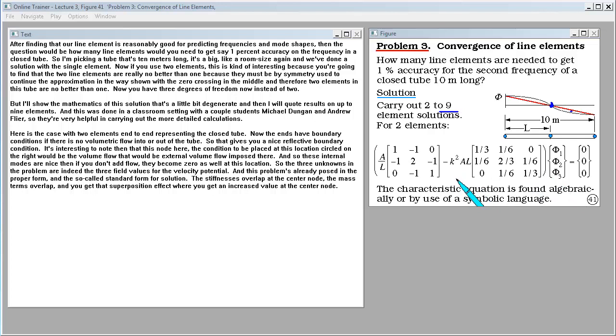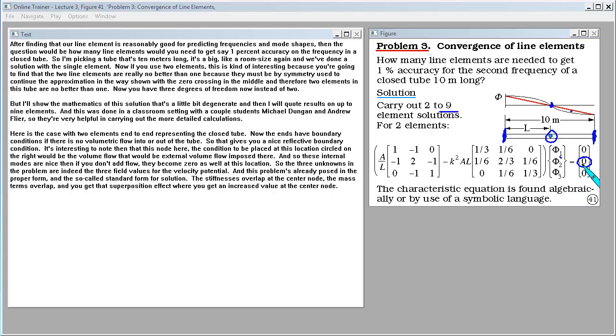Now, the ends have boundary conditions that there's no volumetric flow into or out of the tube, so that gives you the nice reflective boundary condition. It's interesting to note then that this node here, the condition to be placed at this location circled on the right would be the volume flow, the external volume flow imposed there.